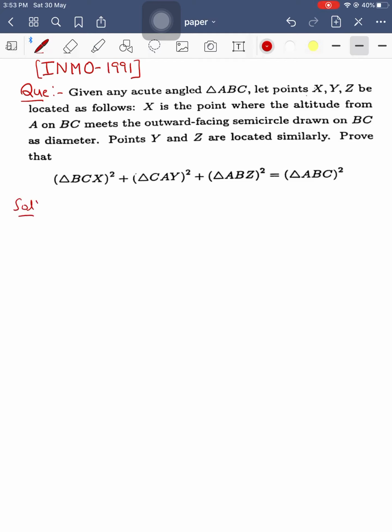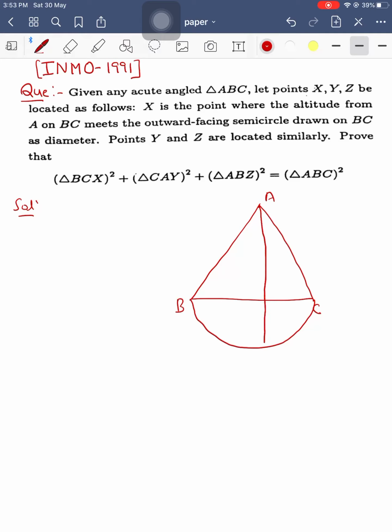First we draw the figure. We are given ABC is an acute angle triangle. This is triangle ABC. Now we draw a semicircle with BC as diameter in the outward sense, and draw a perpendicular from A to the side BC, and extend this altitude so that it intersects the semicircle at point X. Suppose the point of intersection of this altitude with side BC is P.